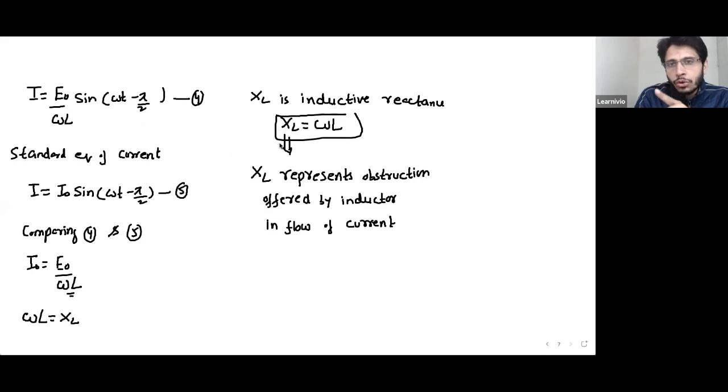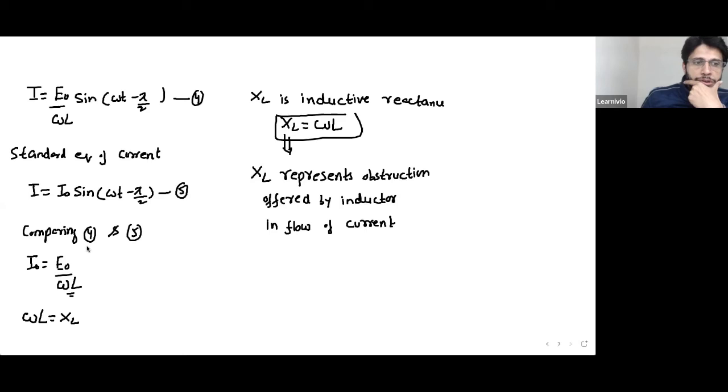Resistance is due to collision of electrons and ions. This we did in current electricity. But here, this inductive reactance is due to self-induction. Due to self-induction, the inductor opposes the change in strength of current through itself. So these are analogs. It's not equal to R.